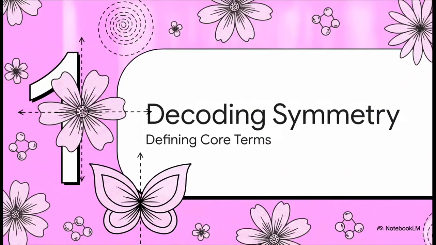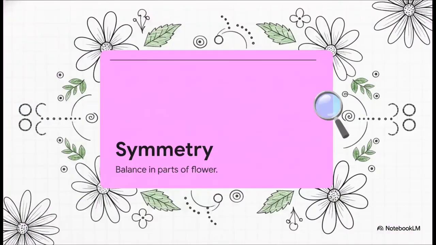All right, section 1, decoding floral symmetry, where we'll be defining our core terms. According to our source material, symmetry in this context basically just means the balance in the parts of a flower. You can think of it as this incredibly harmonious arrangement of petals, sepals, and reproductive organs all orbiting around a central axis. It's essentially nature's way of creating structural equilibrium.